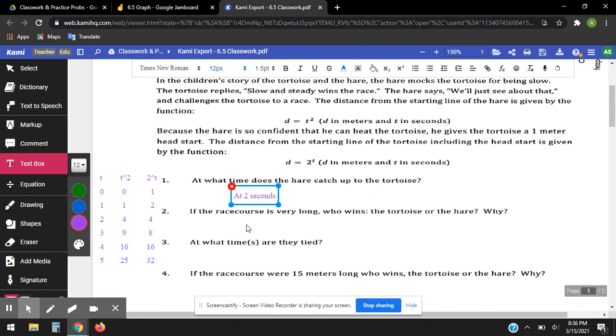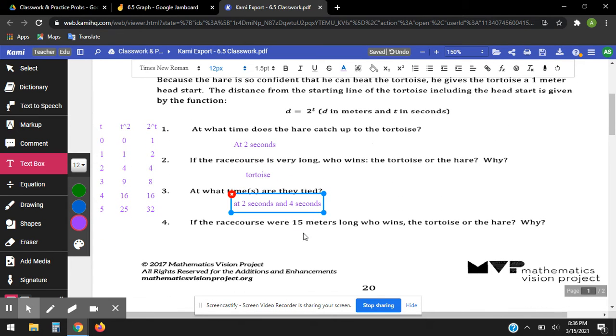So if the race course is very long, who's going to win? The tortoise is going to win. What times are they tied? We'll look over here on our table and we can see at 2 seconds and 4 seconds.